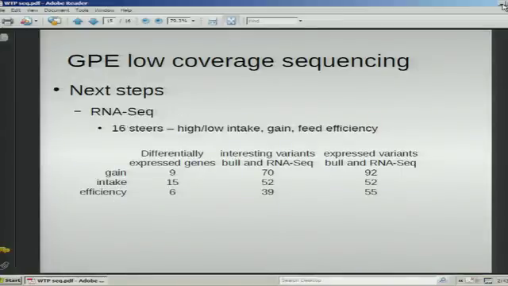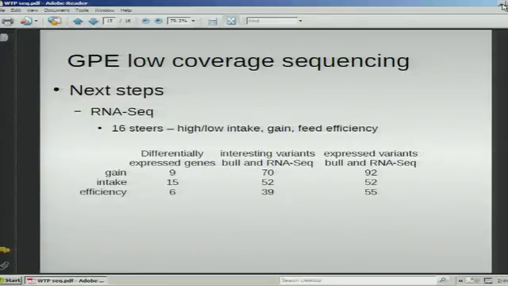We've also used one set of RNA-seq expression data taken from 16 steers, four in each group of high and low intake and efficiency. Analyses of that data give 9 genes that were differentially expressed between high and low gain, 15 between high and low intake, and 6 genes between high and low efficiency. And within those genes, we found 70 of our interesting variants that were seen both in the bulls and these 16 steers, with smaller numbers for the intake and efficiency.